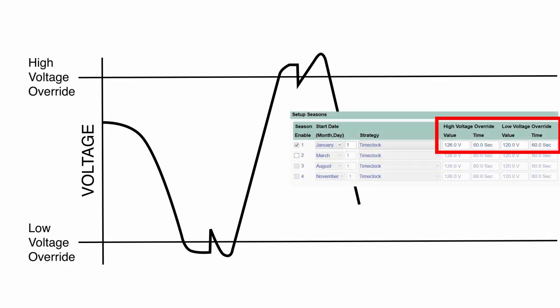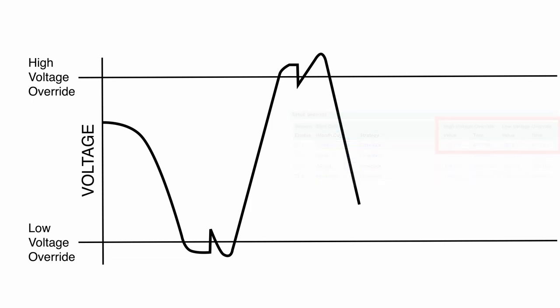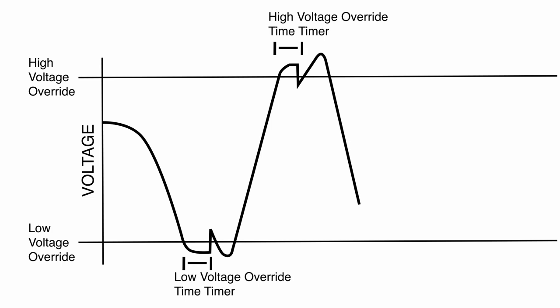If no strategy is chosen, or if the voltage-only strategy is chosen, the control switches the capacitor bank based solely on these high and low voltage set points. When the control senses the voltage has passed the high voltage or low voltage override value threshold, it starts the high voltage or low voltage override time timer. If voltage remains continuously above or below these values, the control switches the bank in or out.